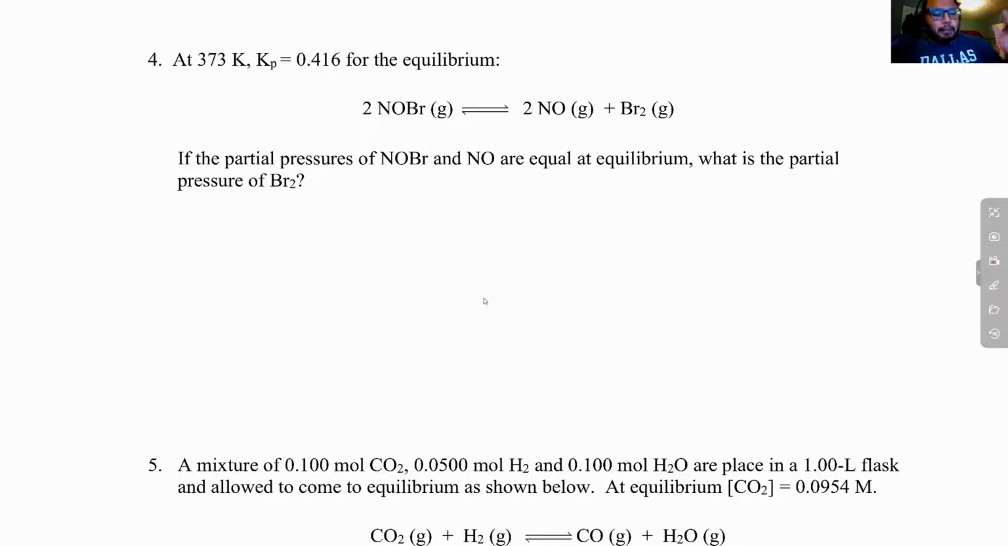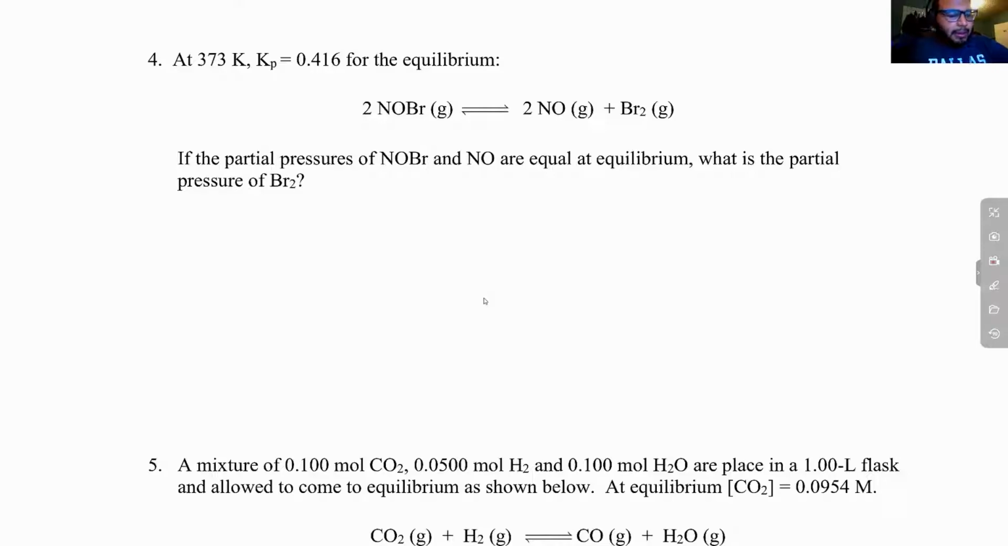Okay, so it's probably worth mentioning that it's almost always beneficial to write the expression for Kp or Kc whenever it's given. Whenever it's an equilibrium problem, it's always helpful to have that.